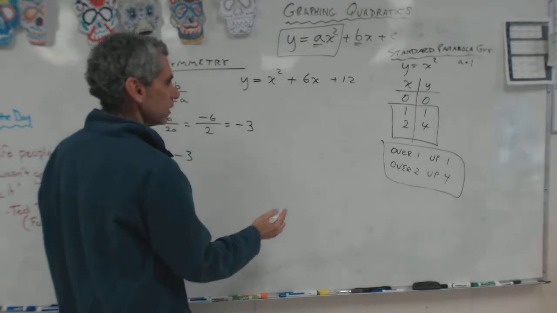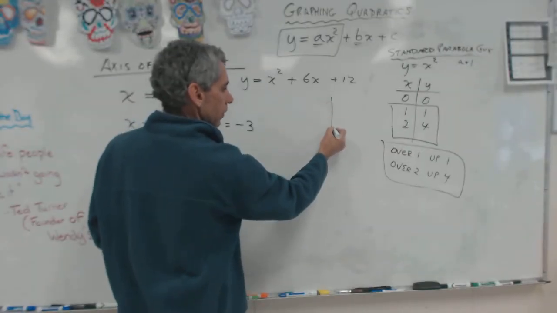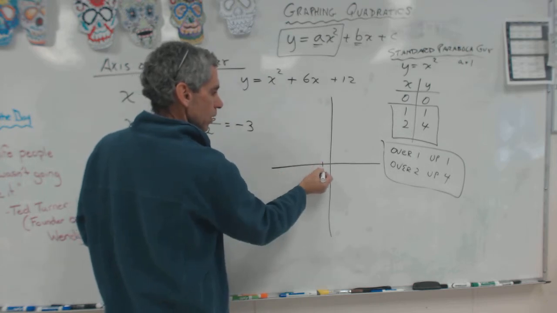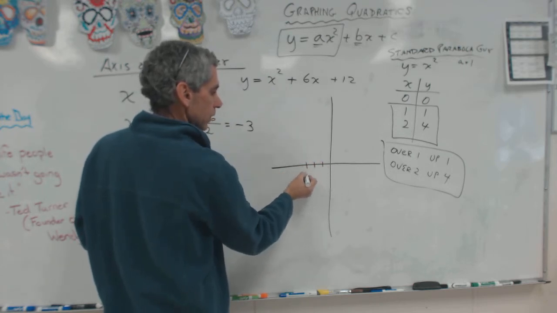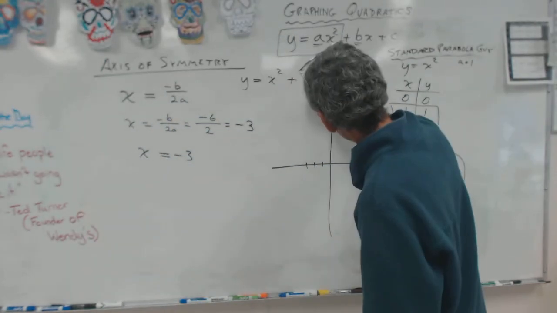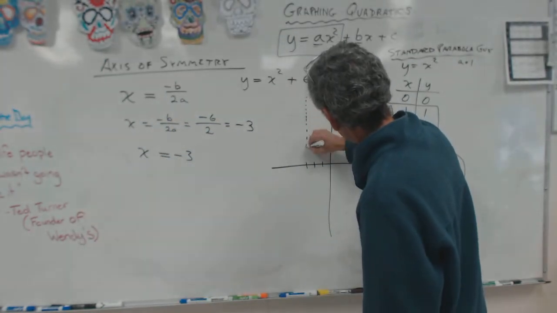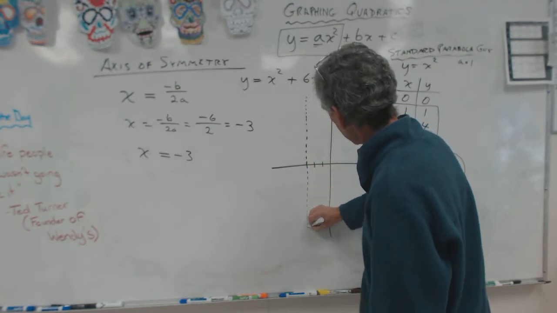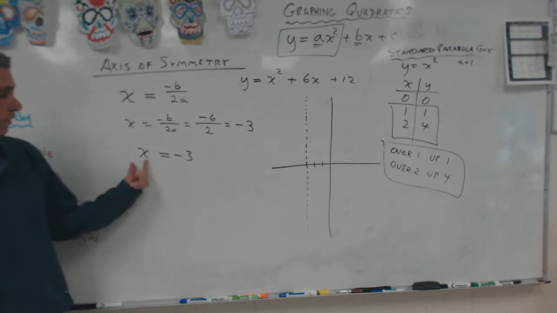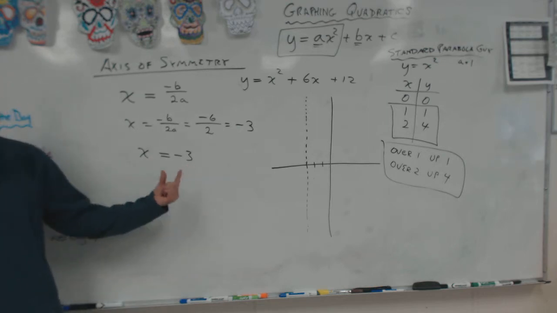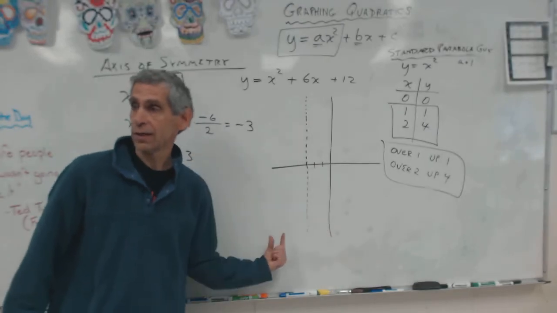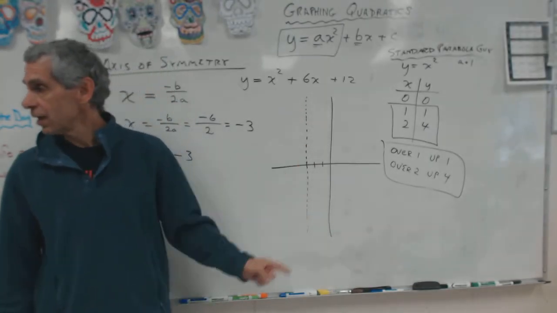So if I come over here and graph this, 1, 2, 3, sorry, I can't do that on the side. That is my axis of symmetry. Okay? That says x is equal to negative 3. x is always negative 3. Even up here, x is negative 3. Even down here, x is negative 3. It's going to be a vertical dashed line.